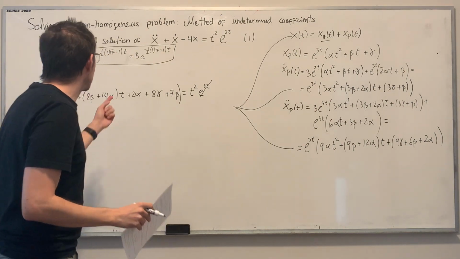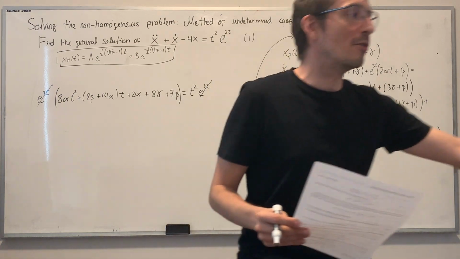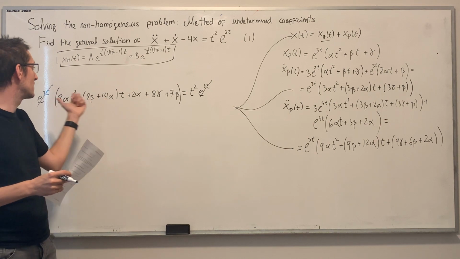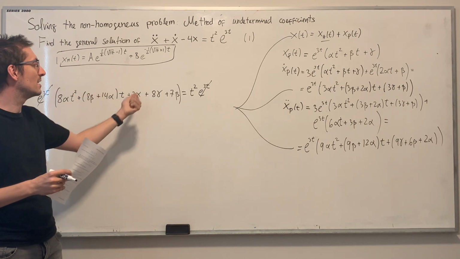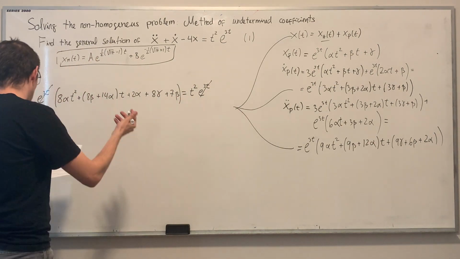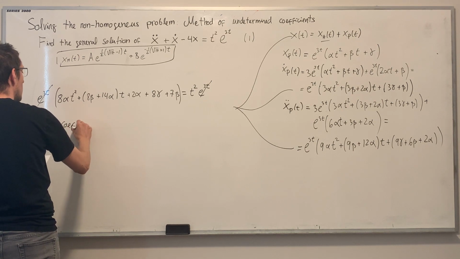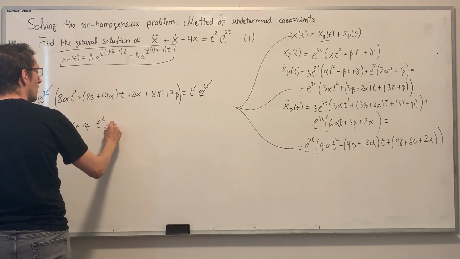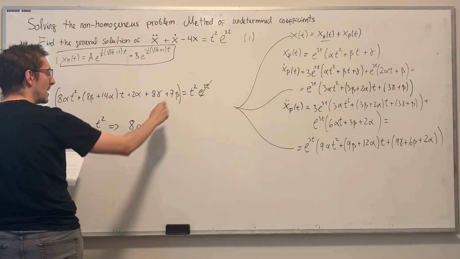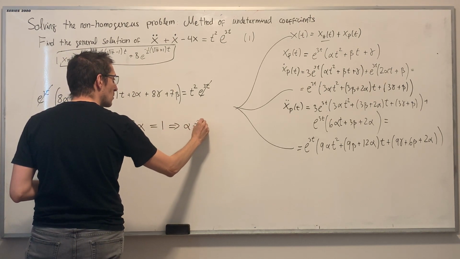So, we have three unknowns, alpha, beta, gamma, and how many equations? 3, because all the coefficients of the powers of t, t squared, t, and the independent term, have to be equal on both sides of the equation. So we equate them. Equating the coefficients of t squared: on the left, I have 8 alpha. On the right, I have 1. 8 alpha equals 1. That makes it very easy. Alpha is 1 over 8.